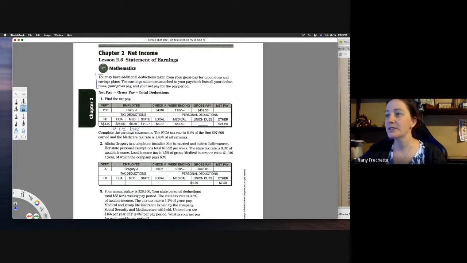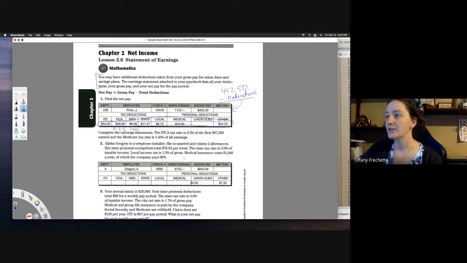With this one, we just have to add this whole row together. What are all of my deductions? If I add all of these together, I'll know what my total deductions are. Then I'm just going to take 452.50 and subtract my deductions. I'm going to let you do that one on your own because it's a pretty simple calculation. You're just adding everything in the deduction section and subtracting it from your gross pay. That's going to be your net pay here.